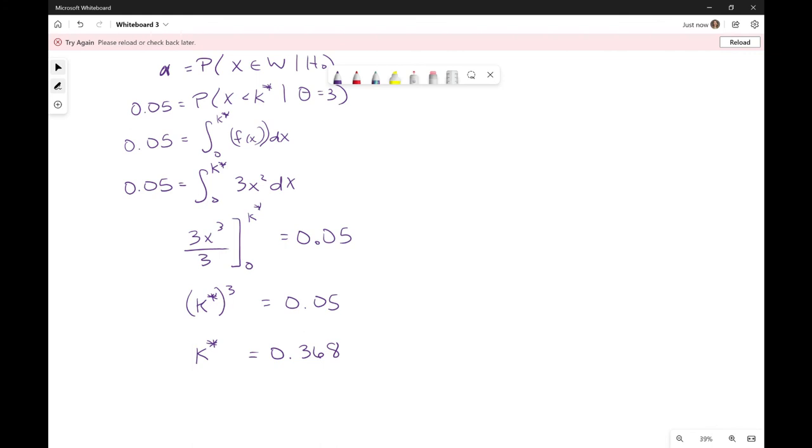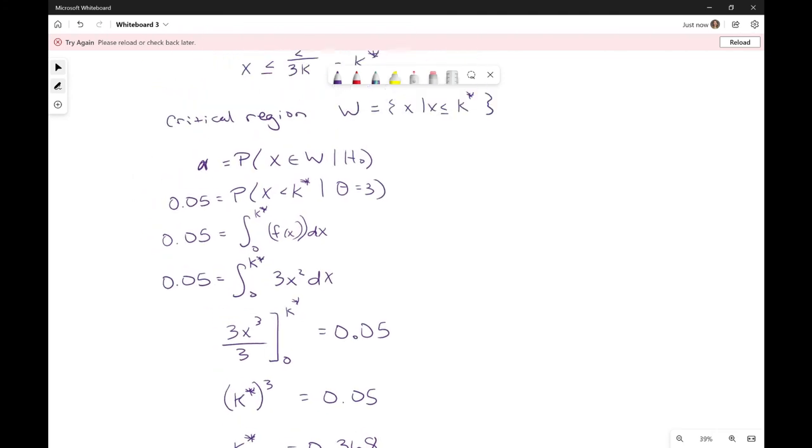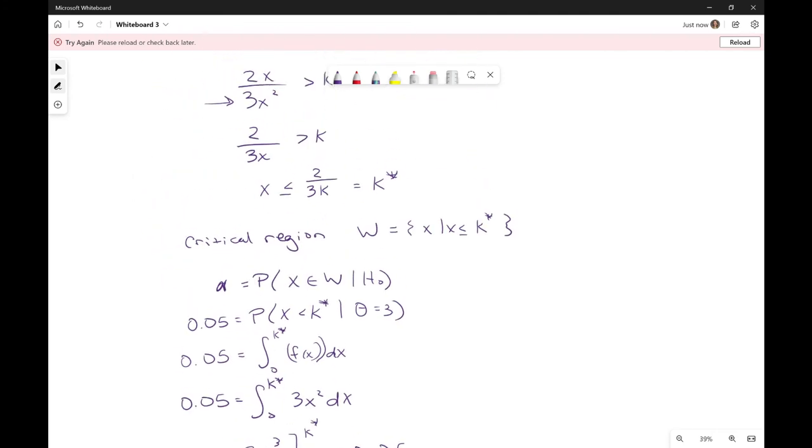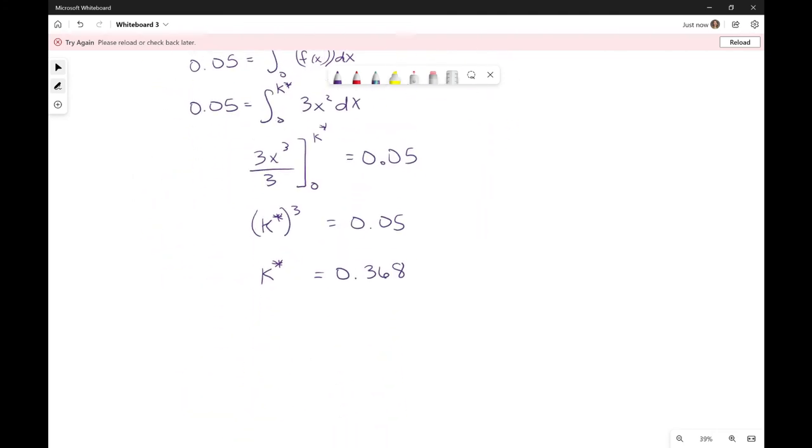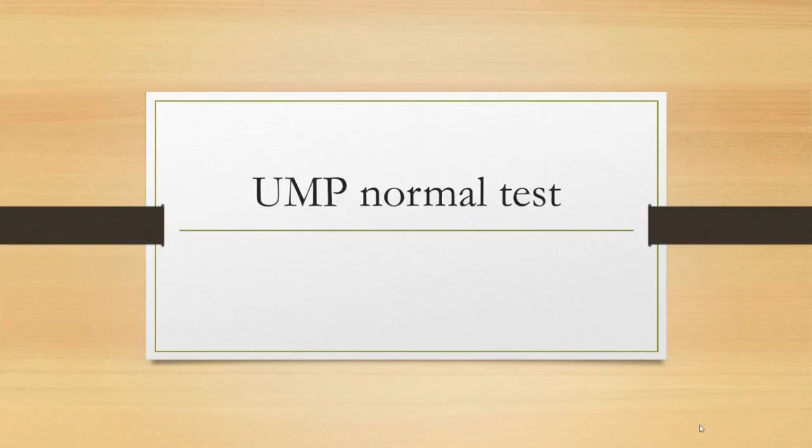So if we substitute this into our critical region that we identified up here, we can say that the rejection region of the most powerful test is X is less than 0.368.